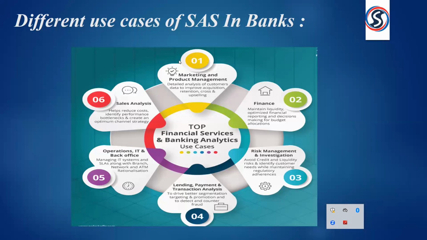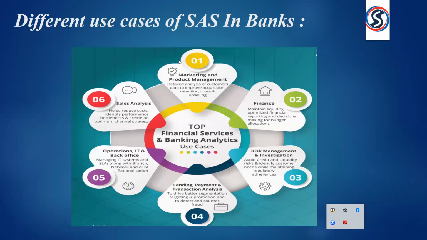Third is risk management and investigation, which includes avoiding credit and liquidity risk and identifying the customer name while maintaining regulatory adherence. Now, fourth is lending, payment and transaction analysis to drive better segmentation, targeting, and promotion, and to detect and counter fraud.